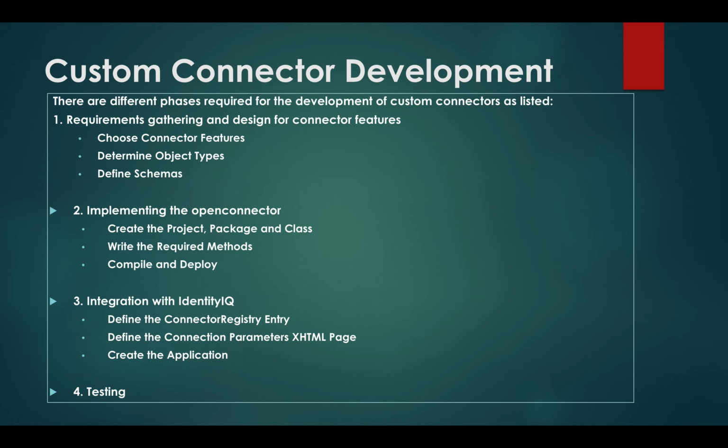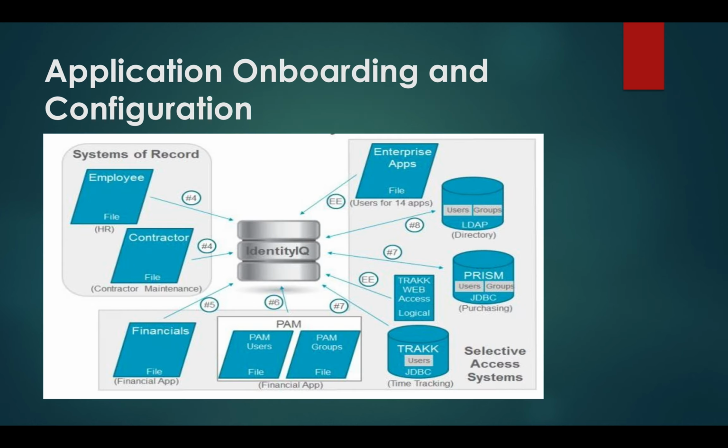We also have to define the connection parameters in an XHTML page, and ultimately create the application onto which we are using the connector. And ultimately, once all these applications are configured with the custom connector, the final step is testing, and we have to perform the test of the custom connector development. We're going to describe more about the custom connector development in coming classes.